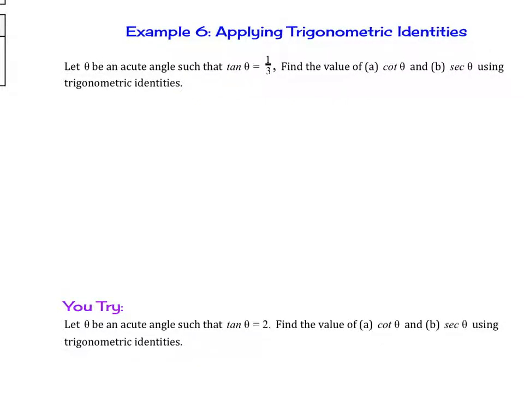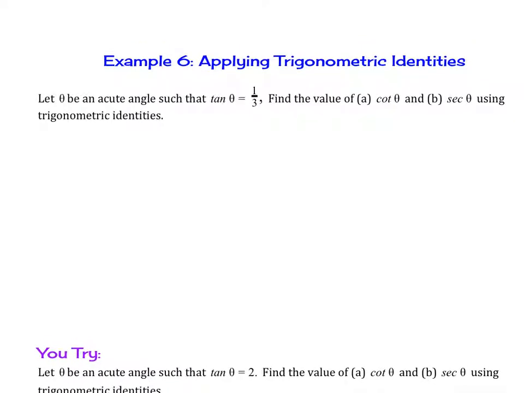So now let's apply the trig identities. Let theta be an acute angle such that tan of theta is 1/3. Find the value of A, cotangent of theta, and B, secant of theta using trigonometric identities. So really this is what we did before, but now we're using a different trig identity.